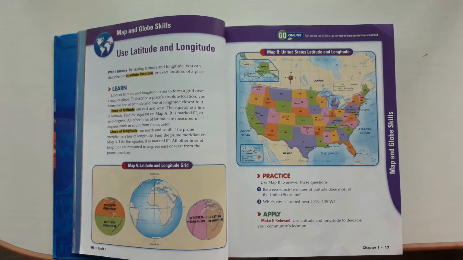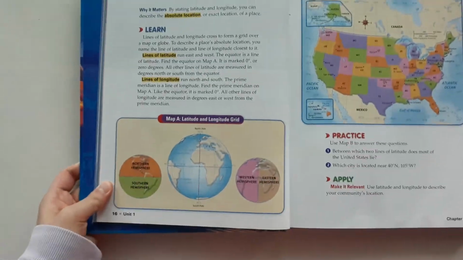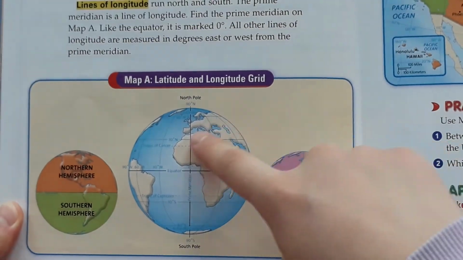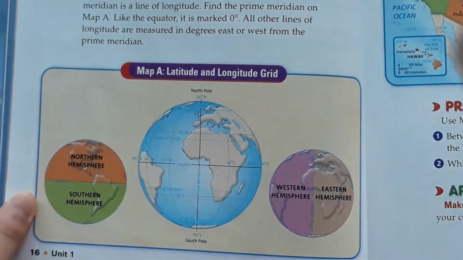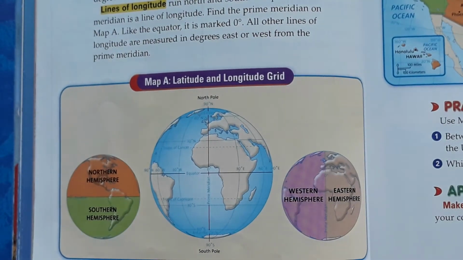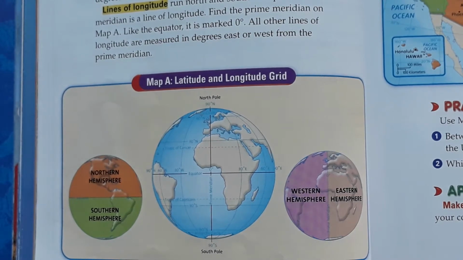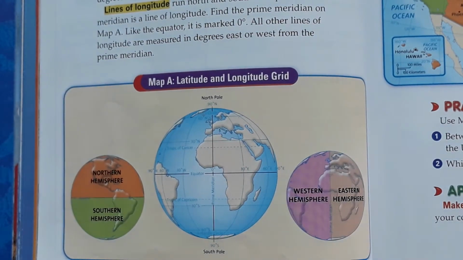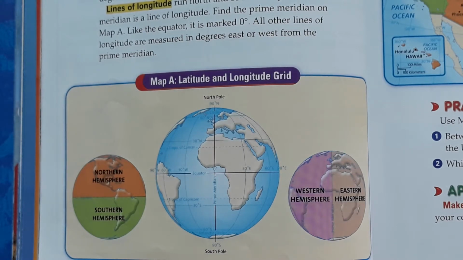So latitude is a line that runs like this, east and west. The equator is an example of latitude, and longitude runs north and south. So we can also say the prime meridian is an example of longitude. Okay.